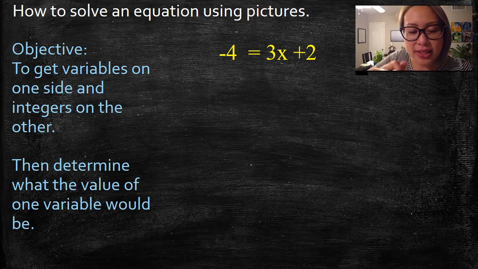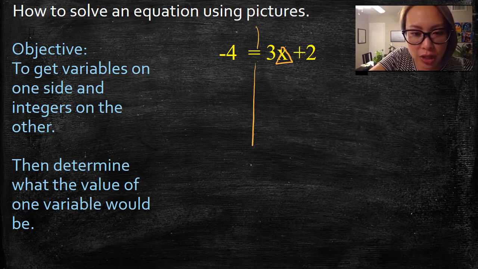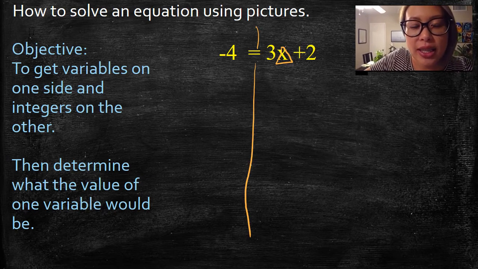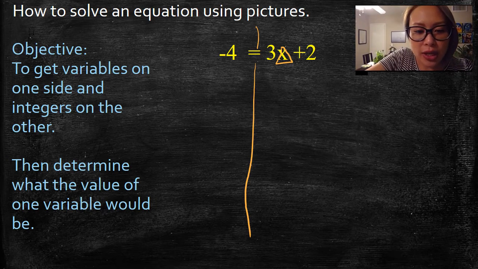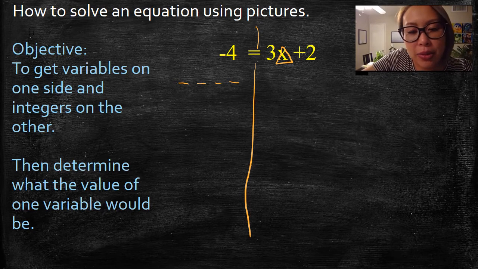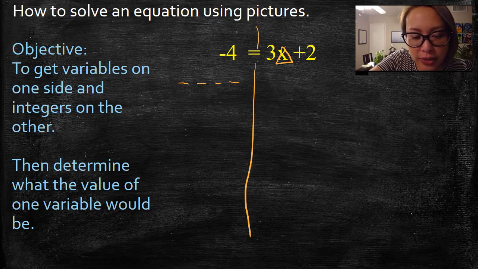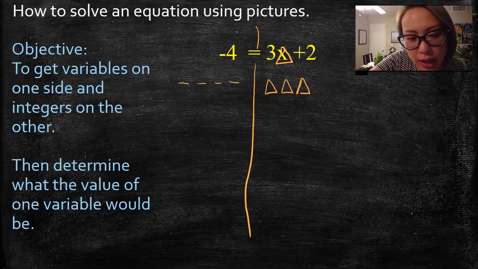But instead of that x, since x can be confusing, we're going to replace that with our triangle. And I'm going to draw a line through my equal sign to allow us to see the different sides. On the left side, it says -4. That means there has to be 4 negatives here. And on my right side, I see 3 triangles, which is 3 times the number. Then there's got to be 3 triangles here, and then 2 positives here.